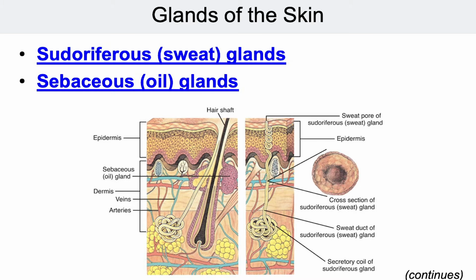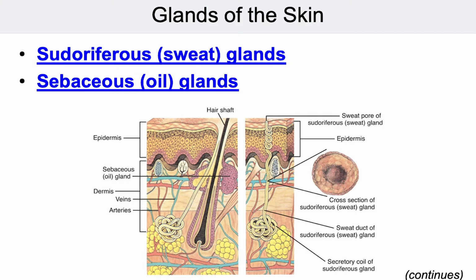We have the glands of the skin. The skin contains two types of duct glands that extract materials from your blood to form new substances. We have our sudoriferous gland, which is your sweat gland, and your sebaceous gland, which is your oil gland.